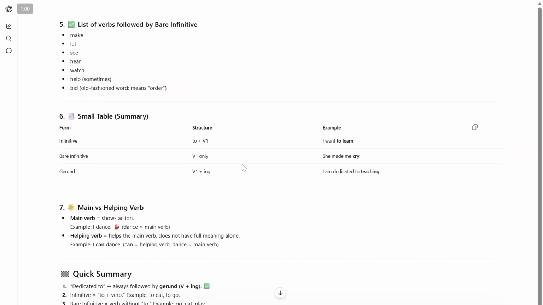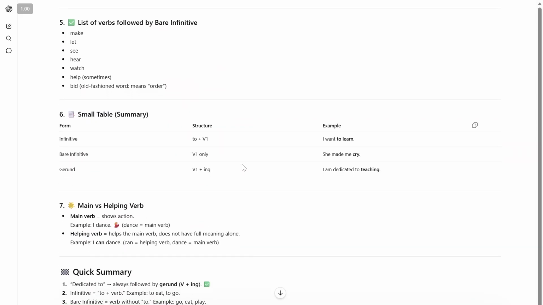Number 5, the list of verbs followed by a bare infinitive: make, let, see, hear, watch, and sometimes bid, an old-fashioned word that means order. Number 6, a small summary table with form, structure, and example. Infinitive: to plus V1, I want to learn. Bare infinitive: V1 only, she made me cry. Gerund: V1 plus ing, I am dedicated to teaching.